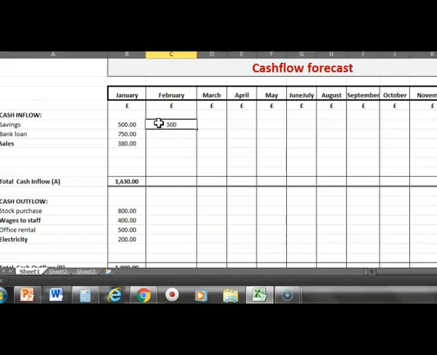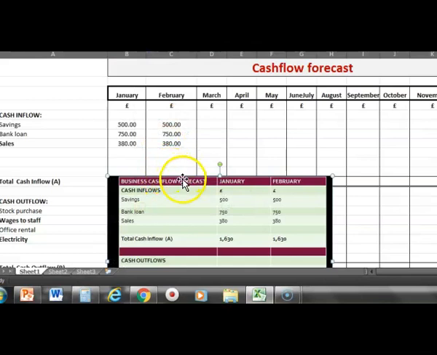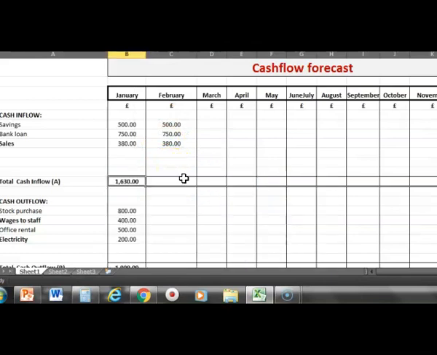£500 there, 750 down here, and 380 down here. Then I get the same, so here I'm going to get 1,630. And then for February there's no stock, so every other thing remains the same. So we put it in there. Then £200 there.